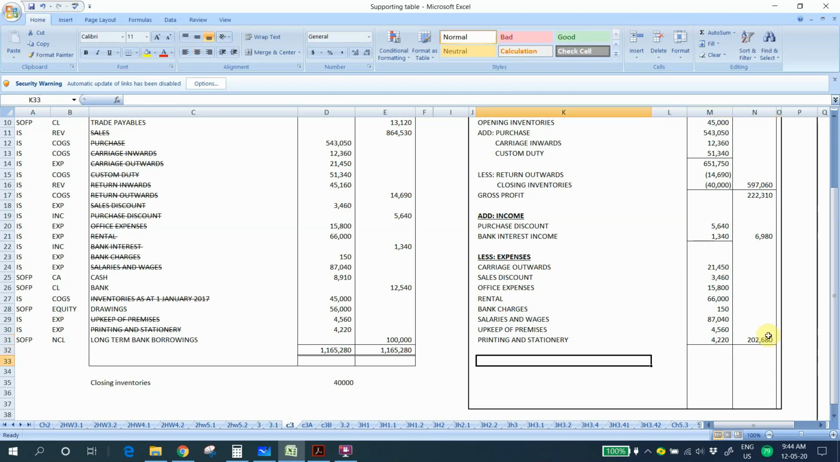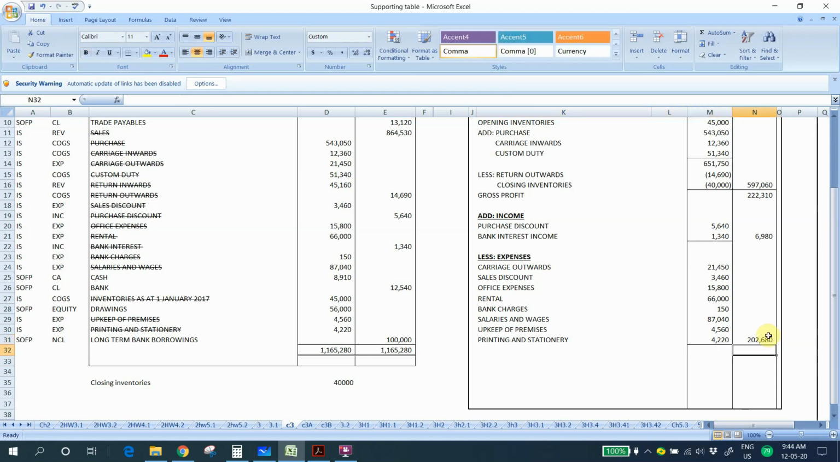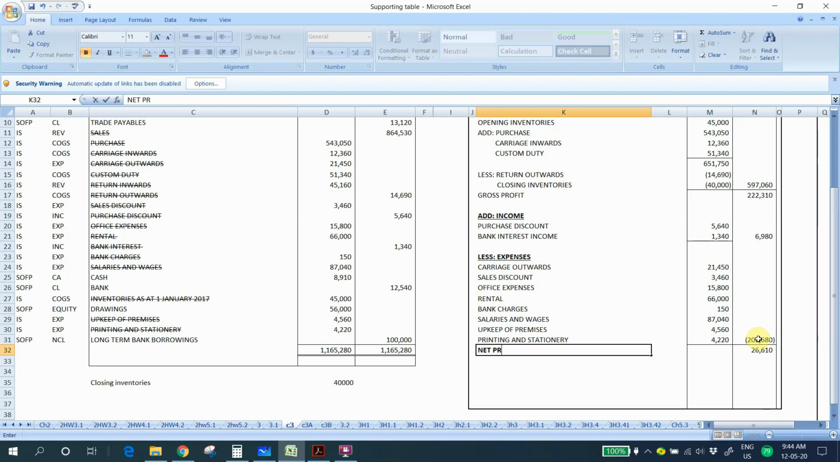So what we can get, this should be a negative amount because it's expenses, so less. So we use gross profit plus income less expenses. So 26610. This is a positive amount. So this is the net profit of the company.